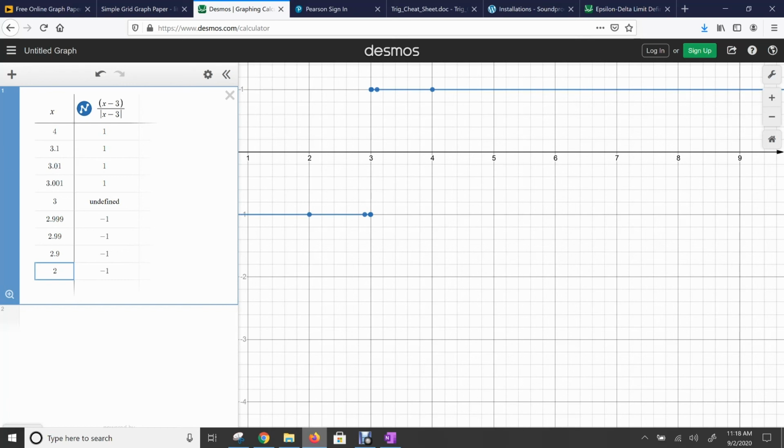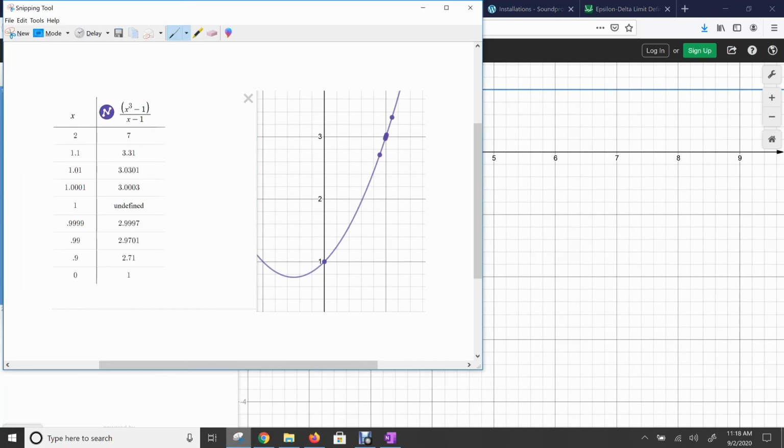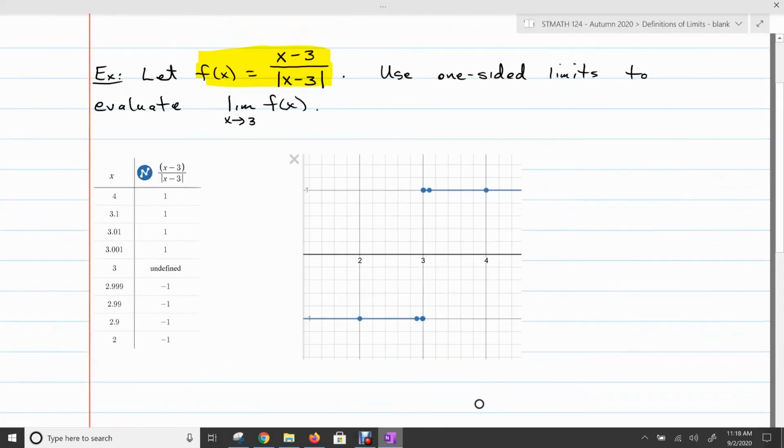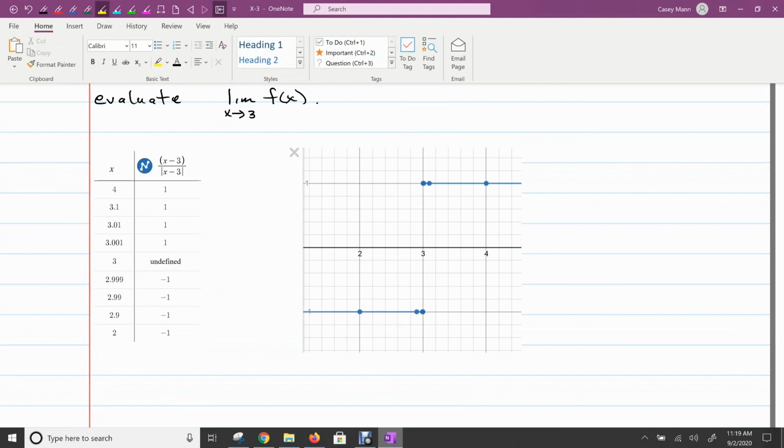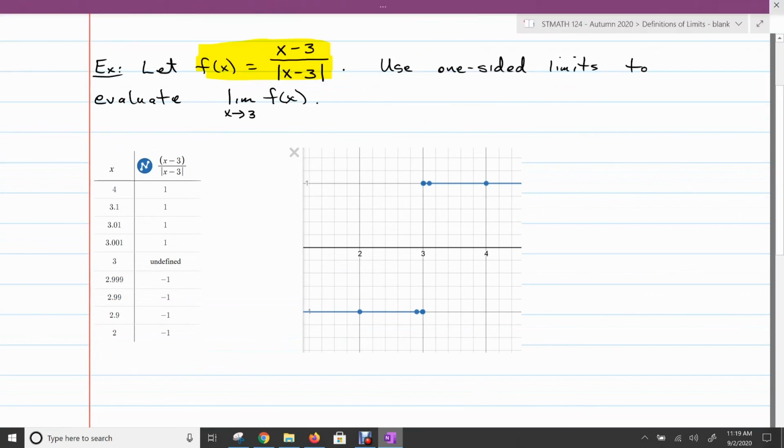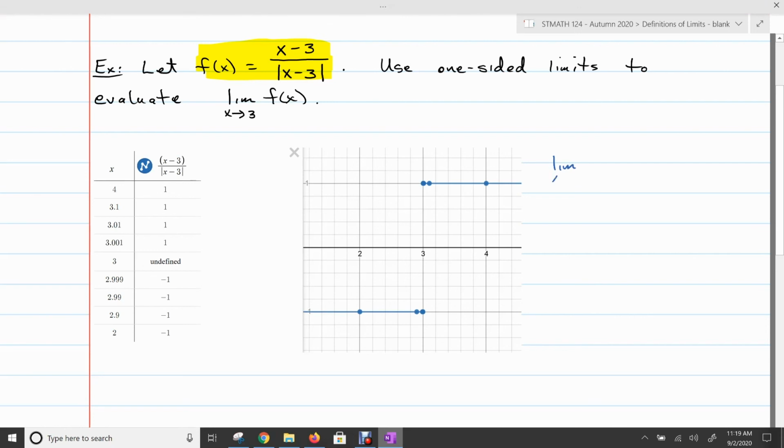Notice that as I was punching in those values, it puts little blue dots on the graph corresponding to those points. Of course, the ones that are really close together get kind of bunched up near 3. But in any event, let me do a grab of this. My job was to use one-sided limits to evaluate that two-sided limit. So here's what I'm seeing, both numerically and from the graph. The limit as x approaches 3 from the right-hand side looks like it's always equal to 1.